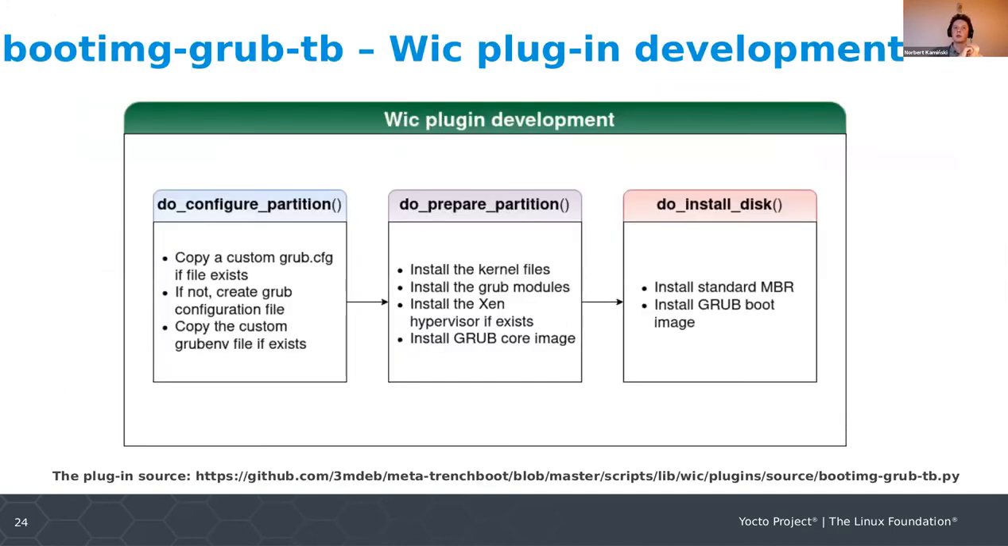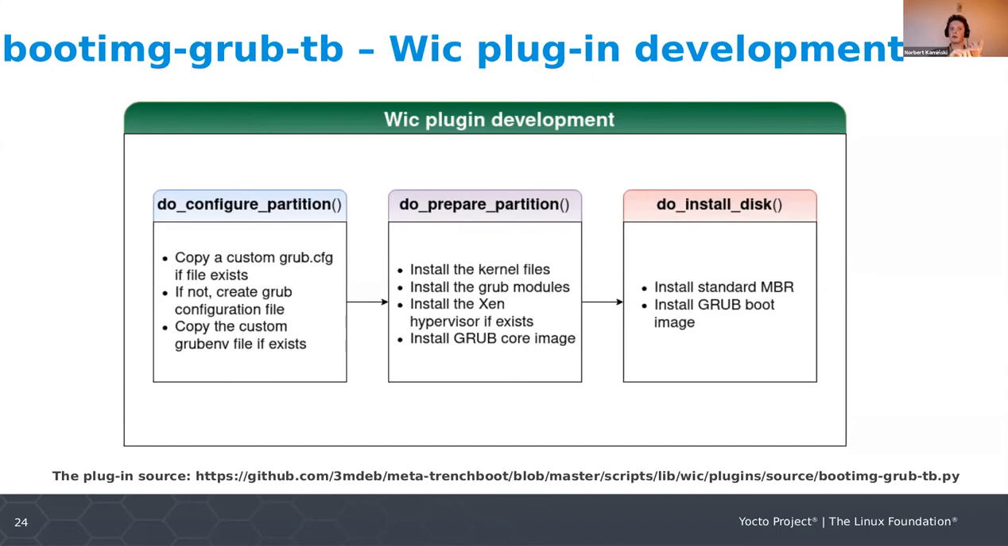Okay. Now we have here the architecture of the Wic plugin that I have developed. It contains three methods of the class I mentioned earlier in my presentation. The first method is do_configure_partition. That method contains copying a custom GRUB configuration file if it exists. If not, it checks the deploy directory, checks the files that are in this directory, and then creates the GRUB configuration.